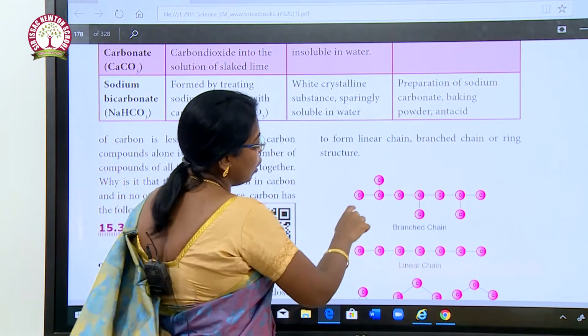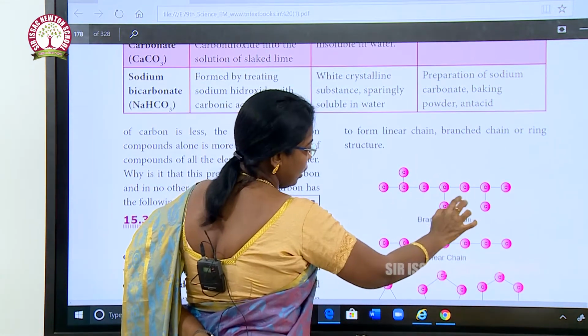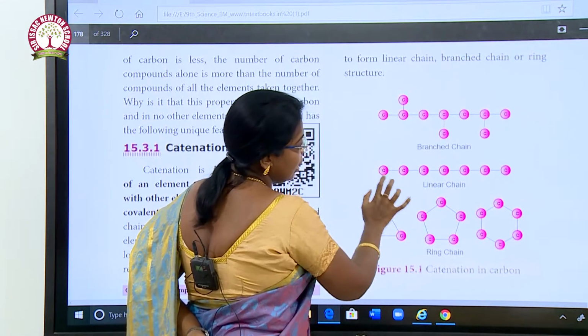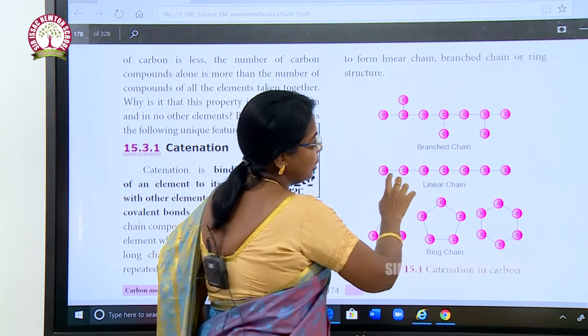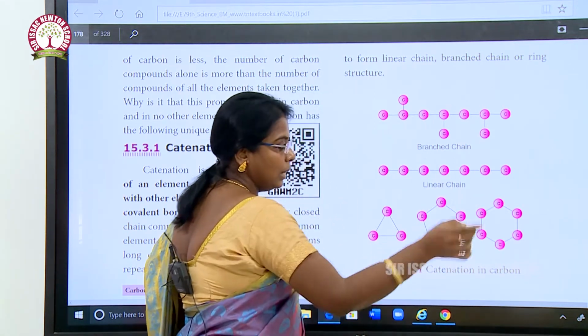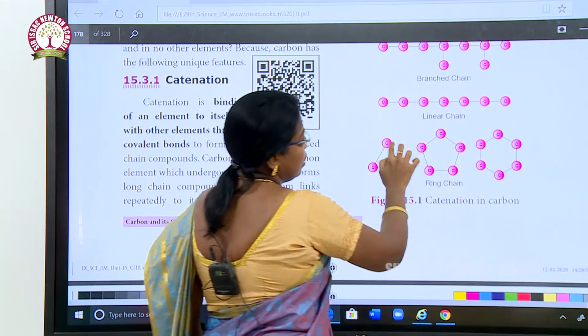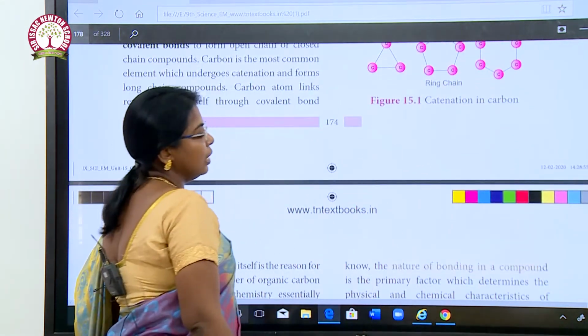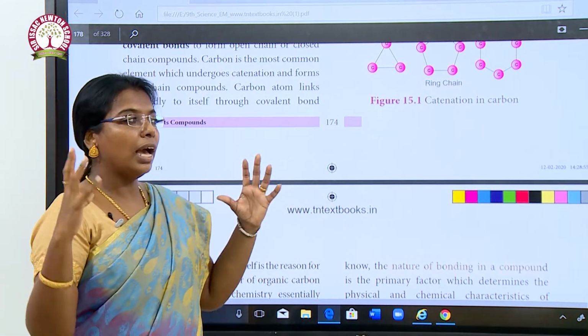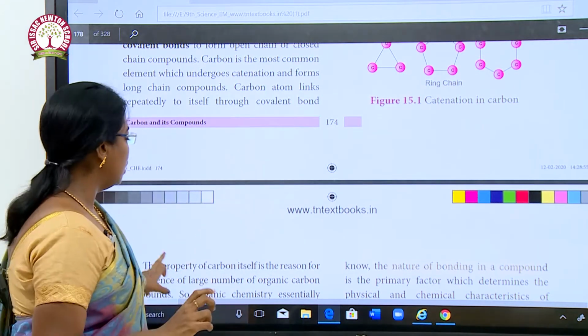See here, the carbon atoms are linked together with covalent bonds. If there are branches, it is called a branched chain, and if they are linear in structure, it is called a linear chain. If they are connected in a ring, it is called a ring chain. This is called catenation, and the atoms are linked with covalent bonds.